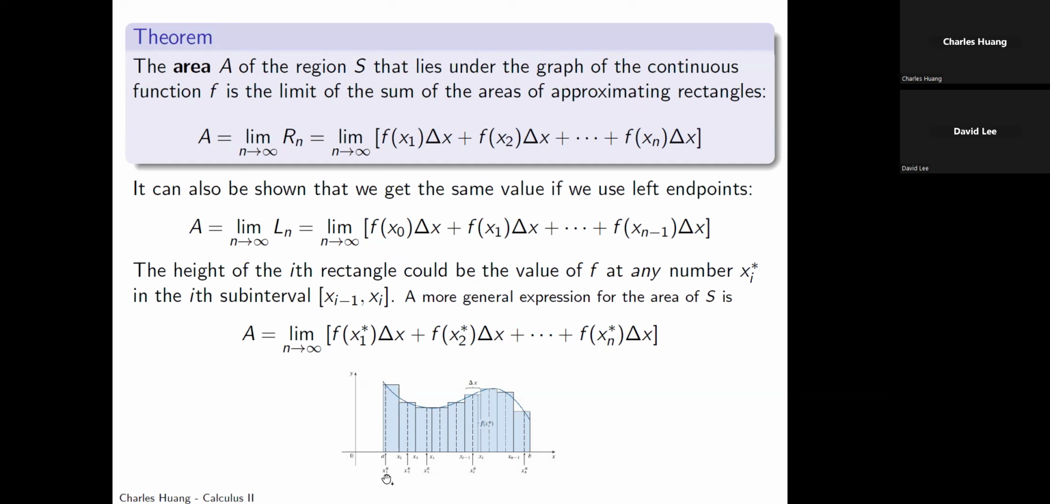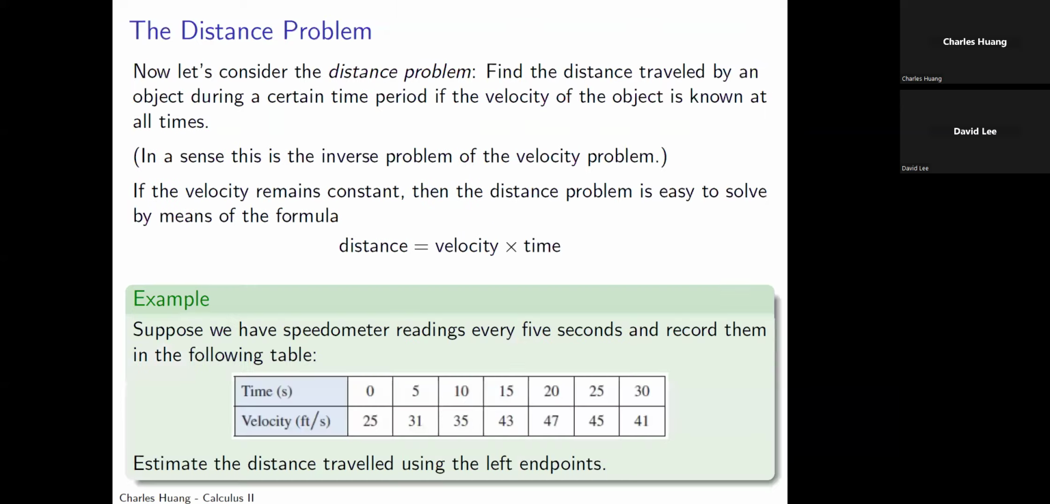In the first interval, they sampled somewhere close to the left-hand side. They call that point x1 star. In the second interval, they do it in the middle. In the third interval, they do it on the right-hand side. They do it at different points of the interval. But the area, as the number of rectangles approaches infinity, is going to be the same. If I make the rectangles very small, it would not have mattered. So this is the definition of area, and this is the definition of what we're going to be doing in integration.